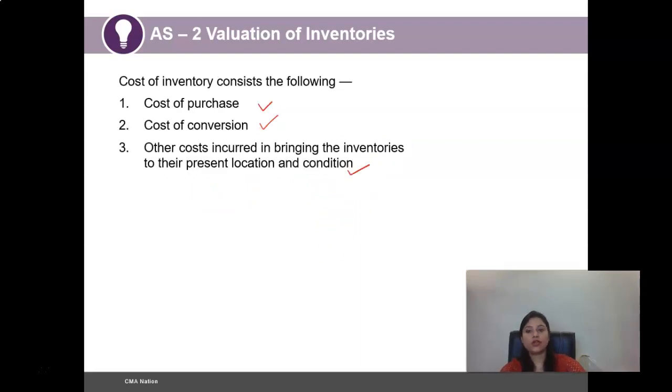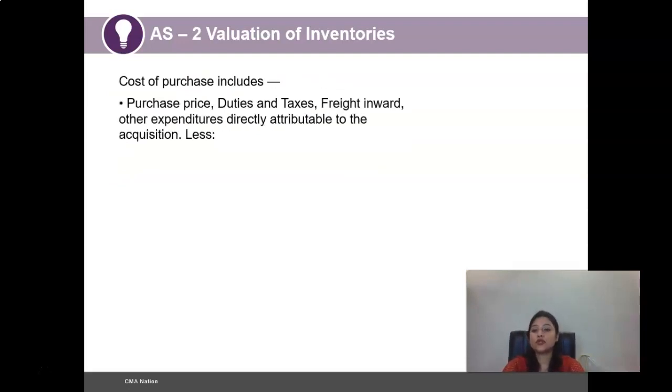So these are the three components of the cost which should be included while you are valuing the cost of inventory. Then further, cost of purchase shall include the purchase price, duties and taxes. Freight inward should be a part of the cost of purchase, along with other expenditures that are directly attributable towards the acquisition of a particular inventory.